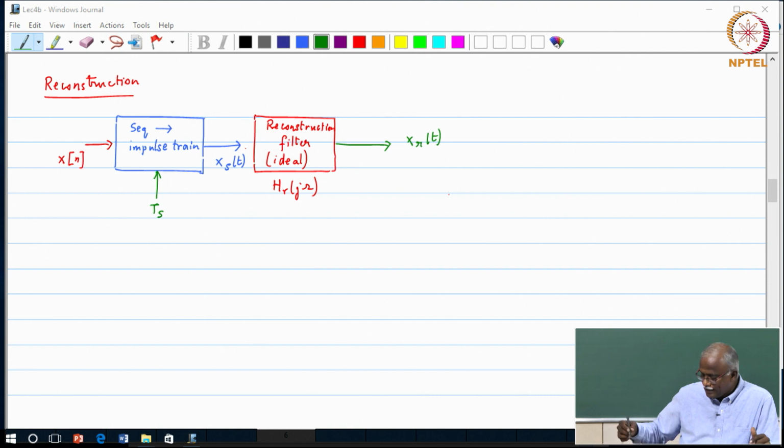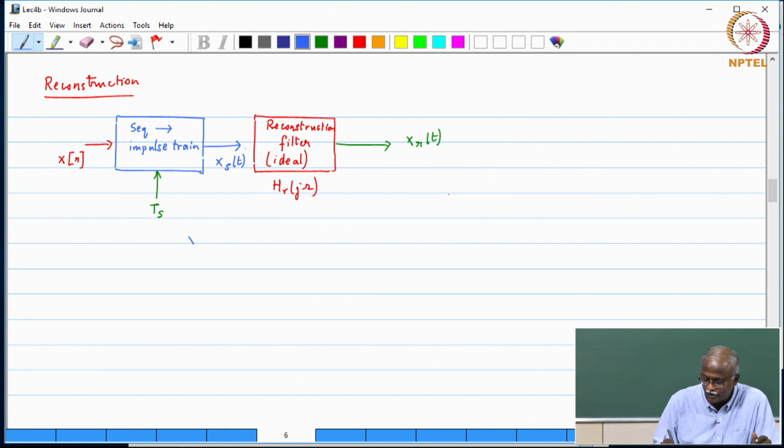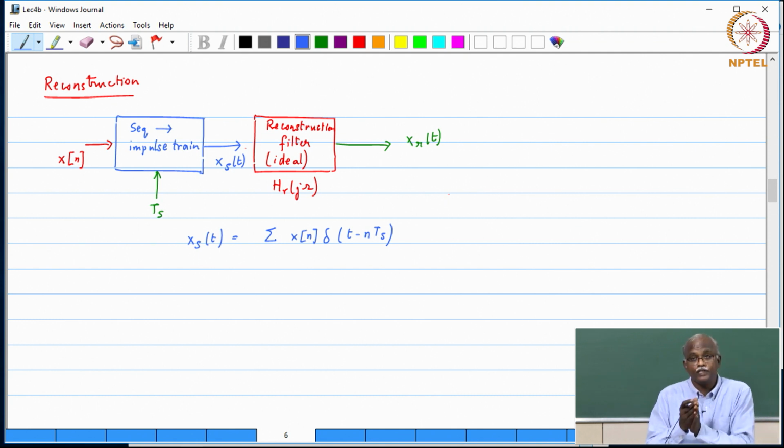So, writing it mathematically gives us the best insight. Let us write down the process that we have described. So, xs of t, the impulses, takes the sampled values x of n and generates the corresponding Dirac deltas, delta of t minus nTs. Notice that the sampling period Ts has come into play, and the shift of the delta function depends on the sequence number n, with n equal to minus infinity to infinity.